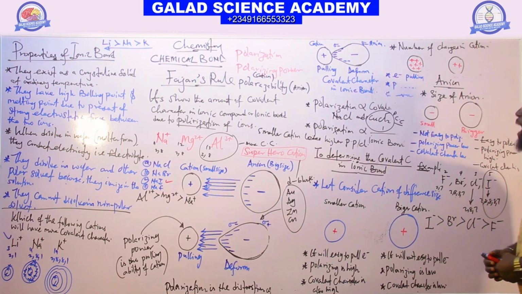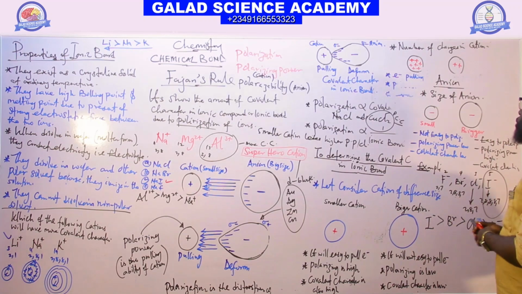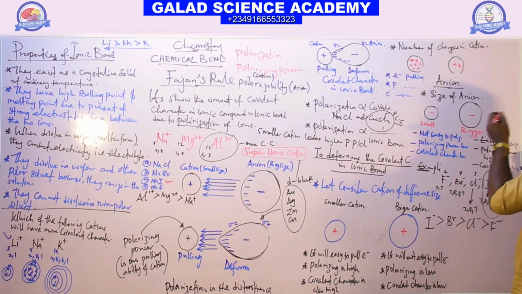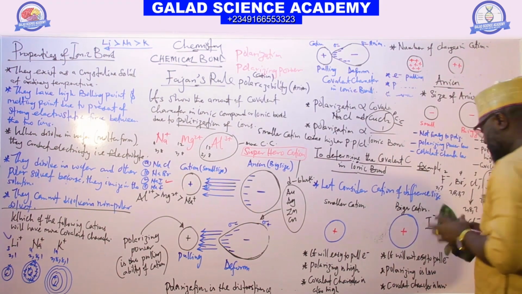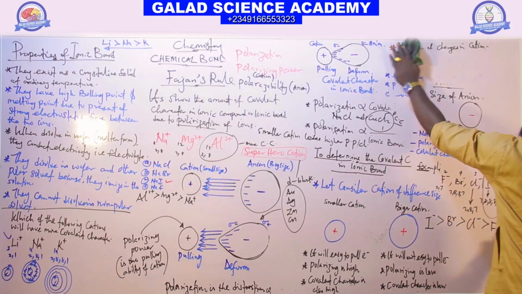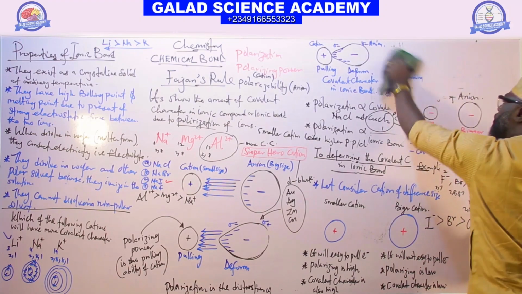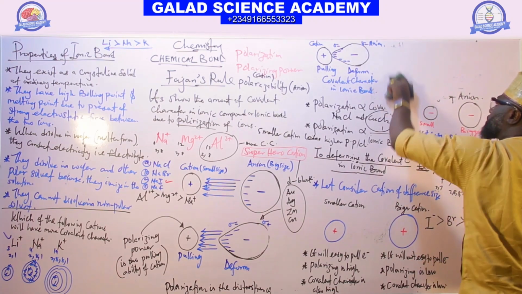The second one here is the number of charge in the anion. The number of charge can be used to determine the covalent character.